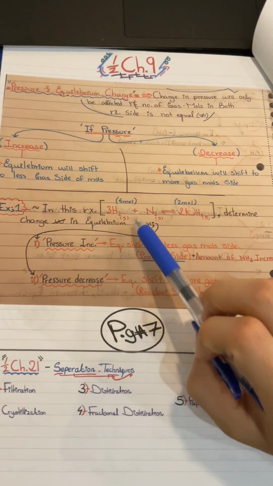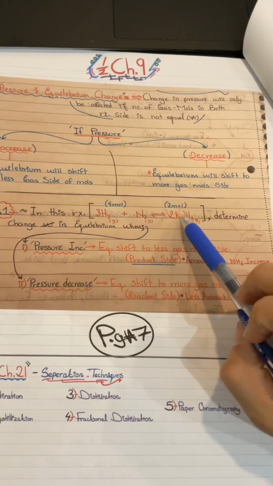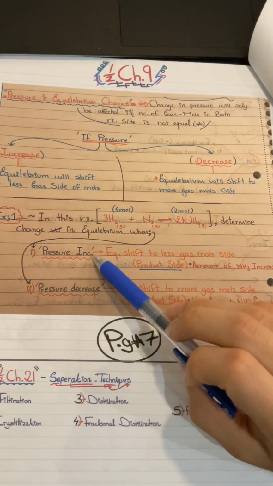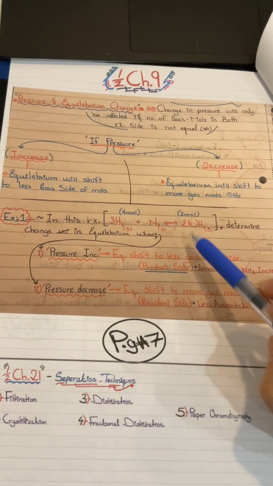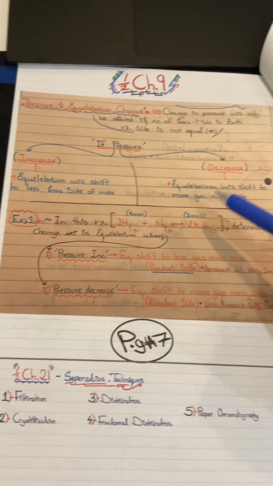So in this Haber process, we have 4 moles in the reactant, 2 moles in the product. Increasing the pressure will shift it to the product side, fewer moles. Decreasing the pressure will shift it to the reactant, more moles.